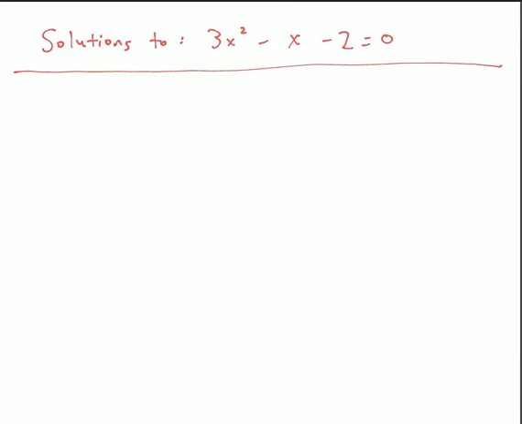So we could jump right into using the quadratic formula, which is negative b plus or minus the square root of b squared minus 4ac, all divided by 2a.